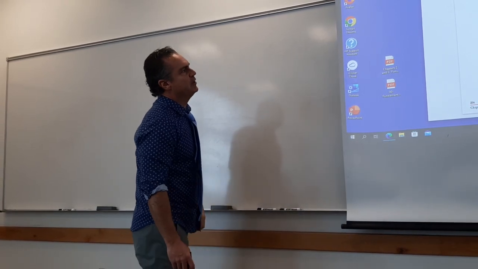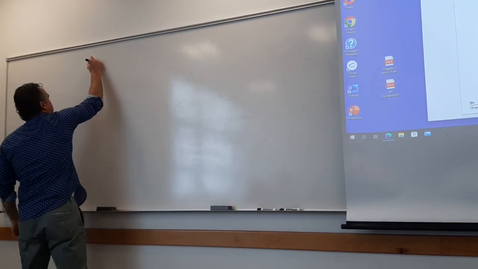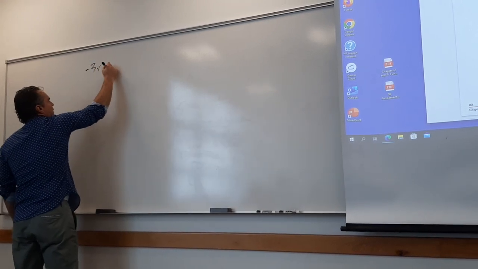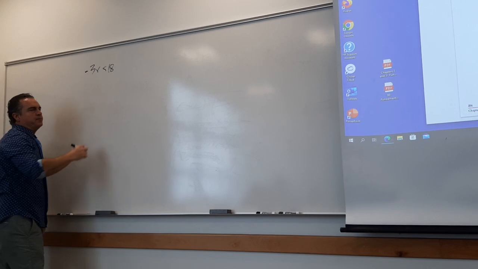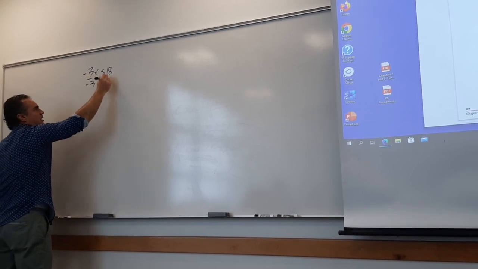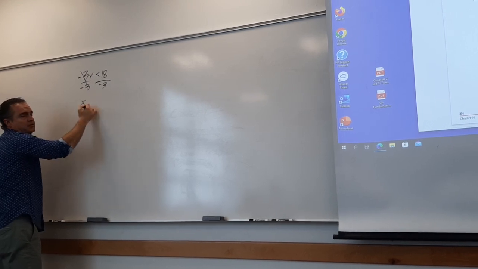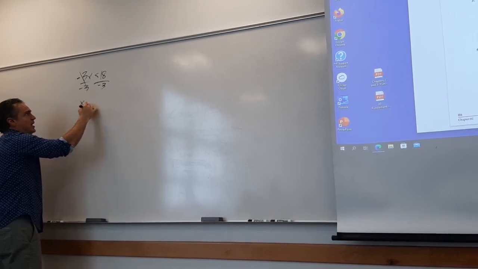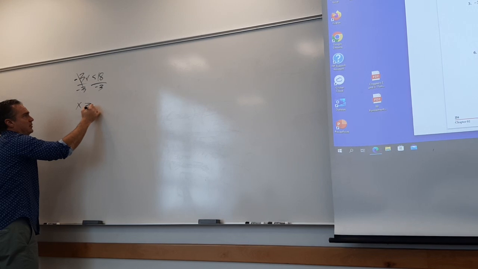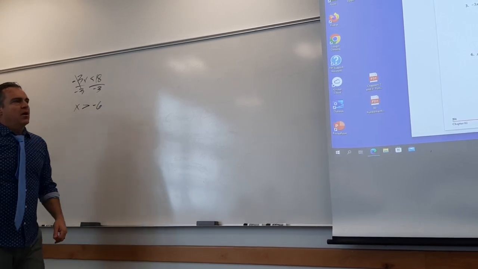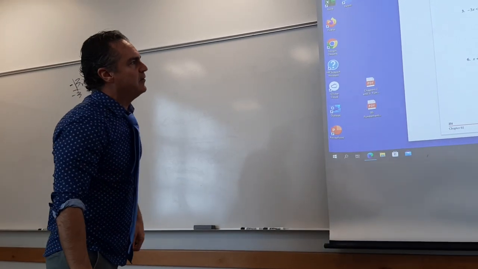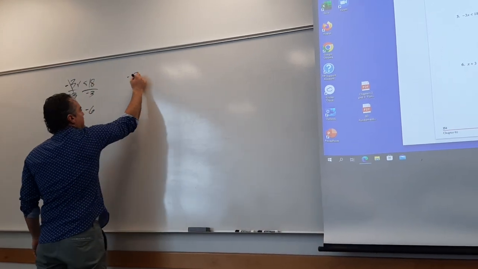So this first one here is negative 3x is less than 18, okay? And what do we have to do to get x alone? Divide by negative 3. We definitely have to flip that, right? Because we divided both sides by a negative number. Agreed? It's going to be x is more than what? Negative 6. Very good.